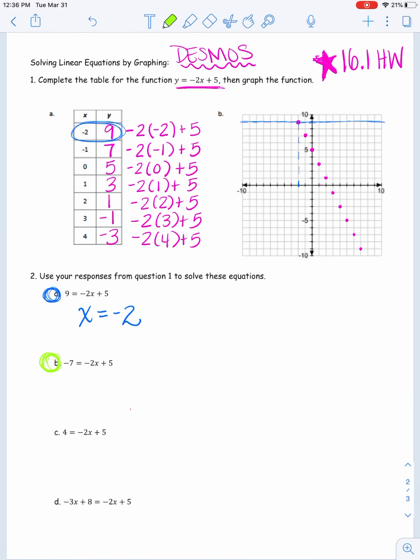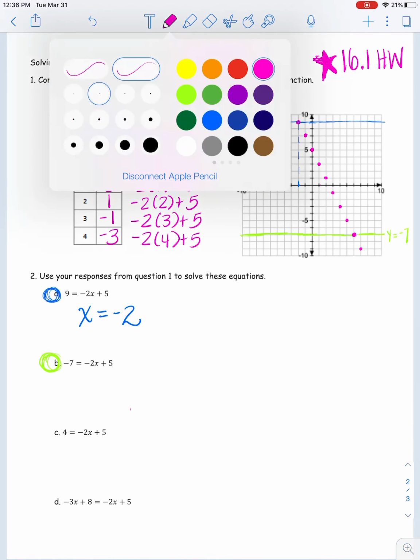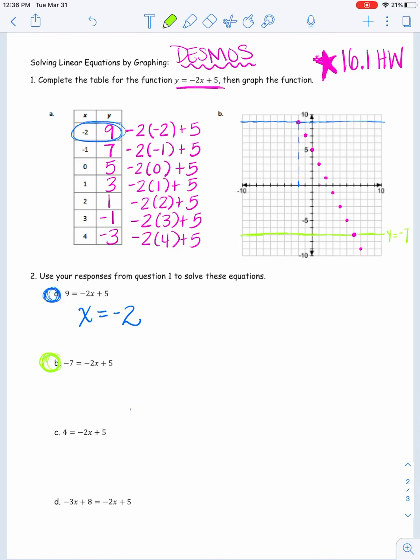So I'm going to find where y is equal to negative 7. I'm just going to sketch in my horizontal line here, like I did before. So that's where y equals negative 7, and you can see the point is there. I'm going to trace that back up to the x-axis to find out where that's actually happening. Okay, so that's happening at x equals 1, 2, 3, 4, 5, 6. So that is happening when x is equal to 6.